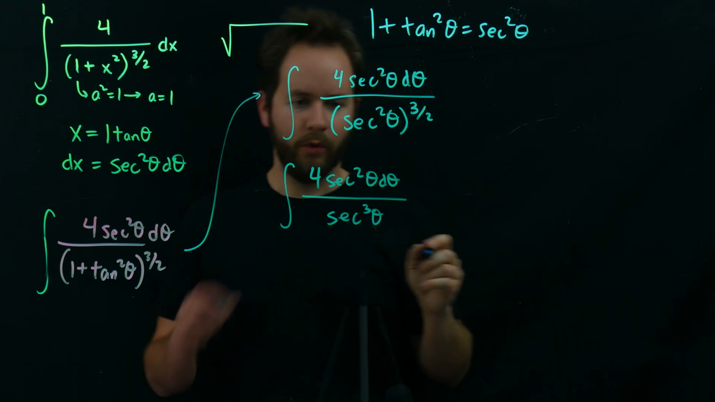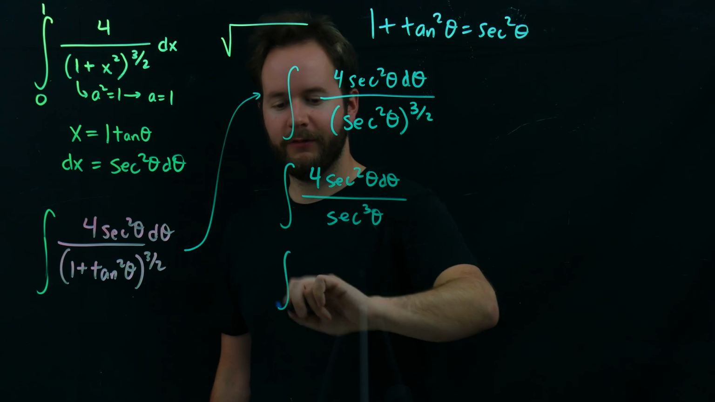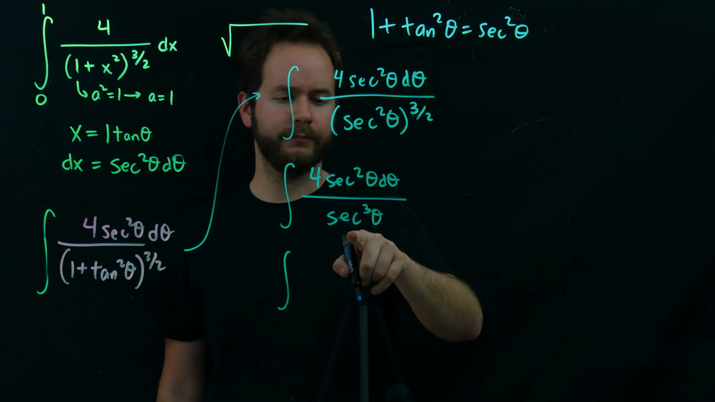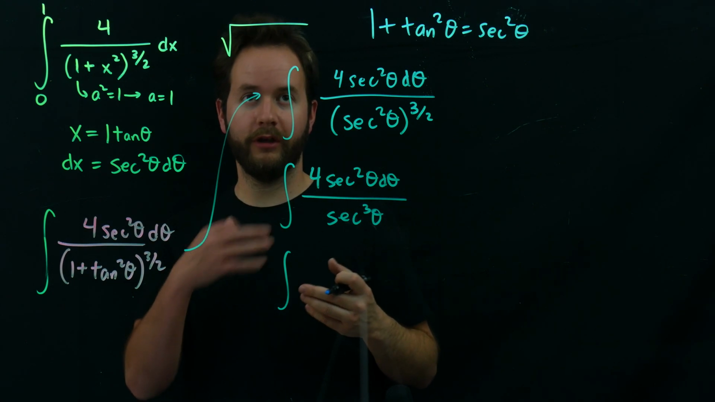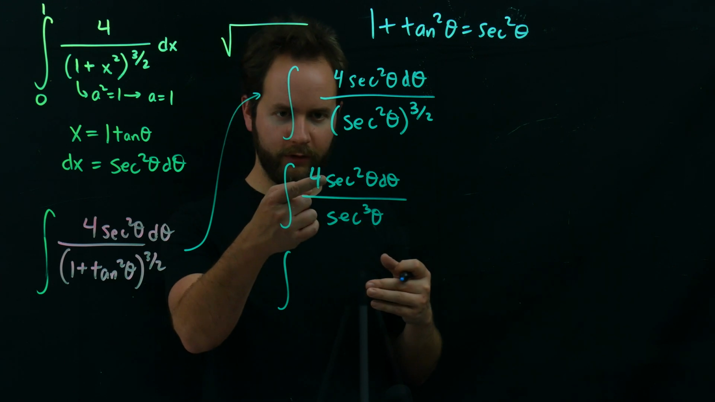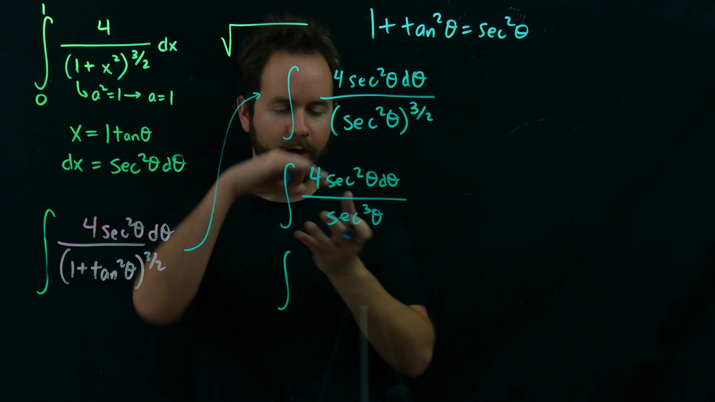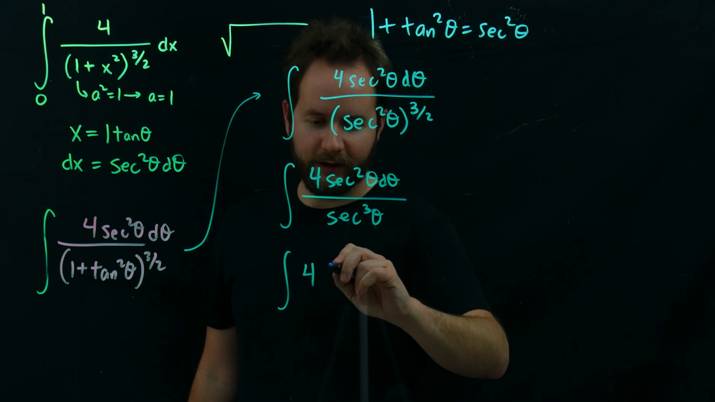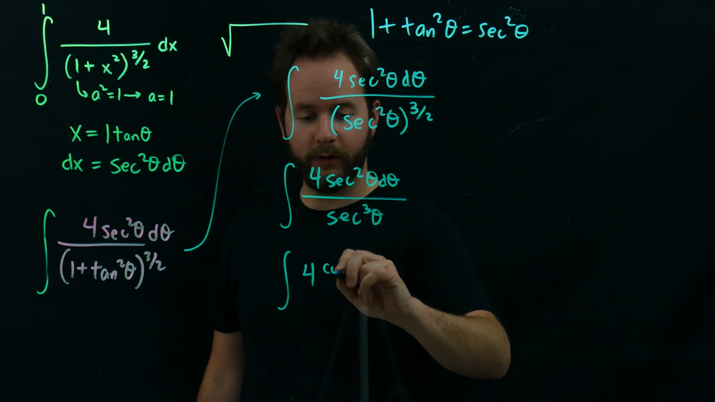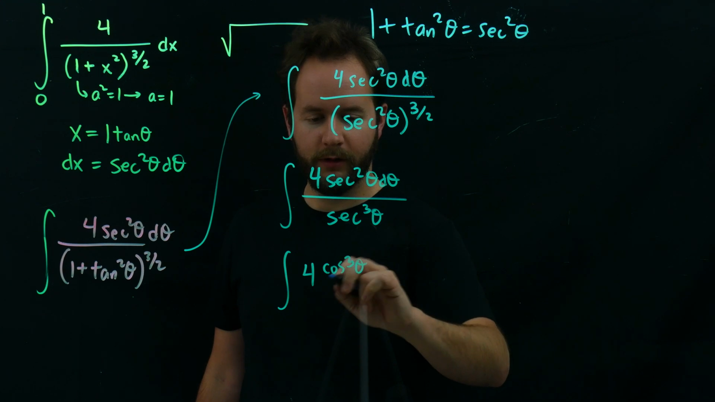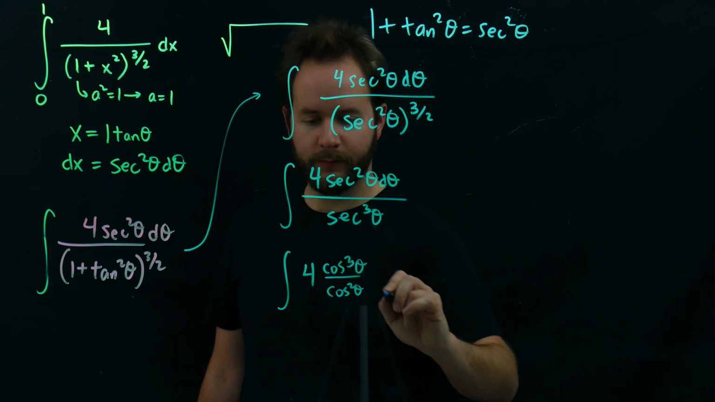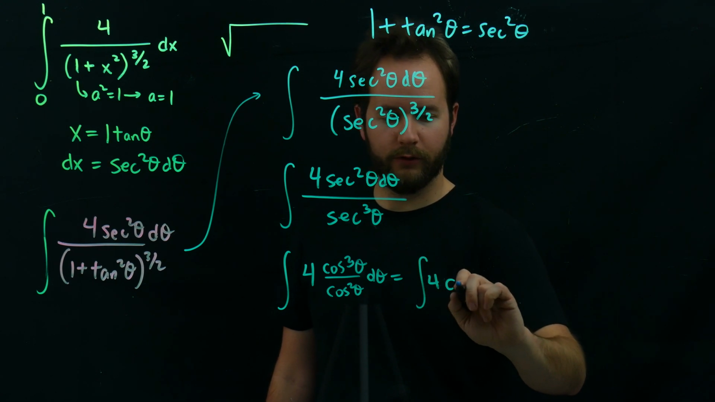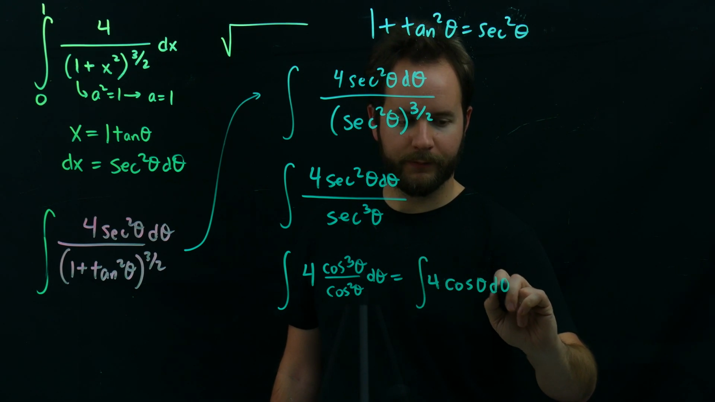Okay. Further simplifying, I know it seems annoying to have to keep simplifying this much. Secant squared divided by secant cubed. Remember that secant is 1 over cosine. So this is 1 over cosine squared divided by 1 over cosine cubed. Those cosines are going to flip to the top, thereby giving us 4 times cosine cubed over cosine squared. And now we have the integral of 4 cosine theta d theta.